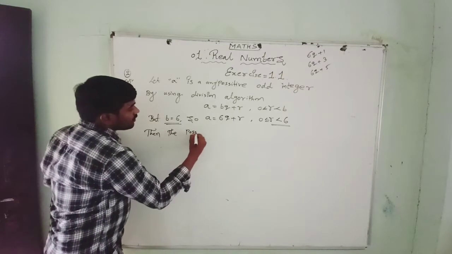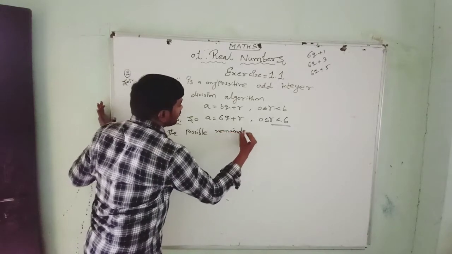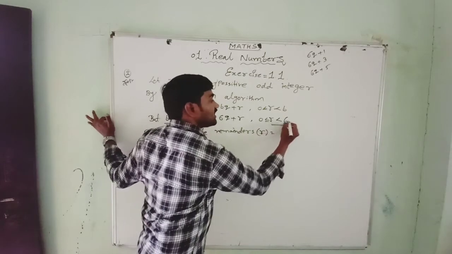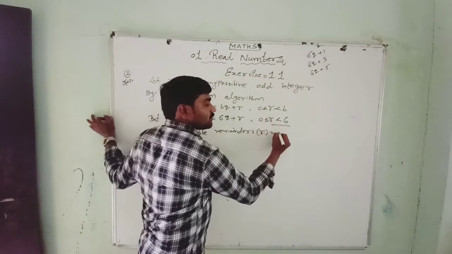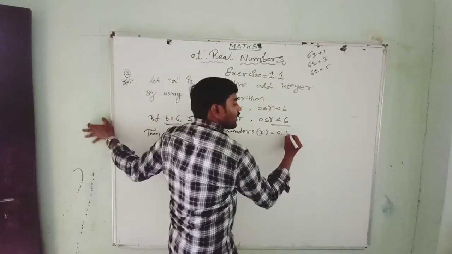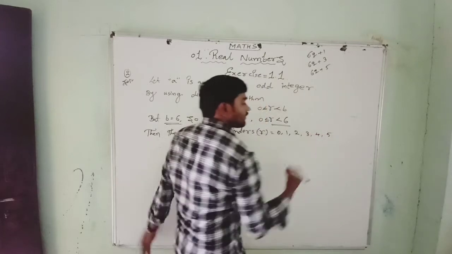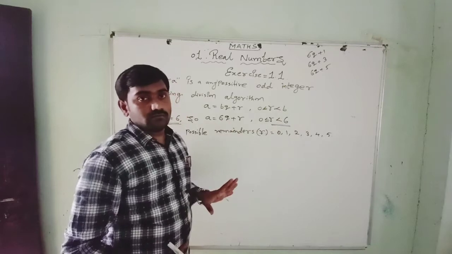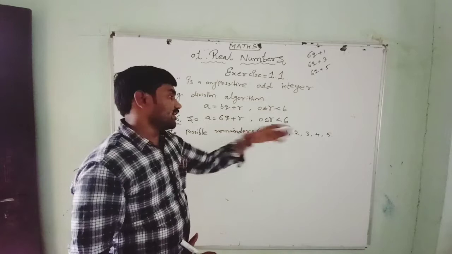The possible remainders are less than 6. r is 0 or greater than 0. That means r is either 0, 1, 2, 3, 4 or 5. The possible remainders are 0 to 5 only. When you divide by 6, you will get a remainder less than 6 only. You will never get remainder 6.